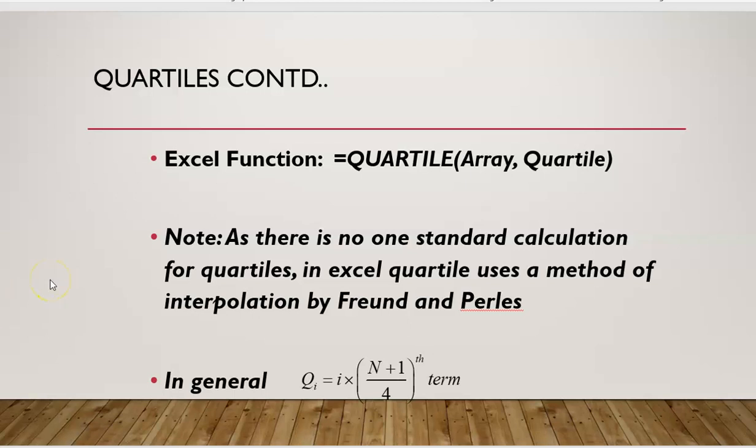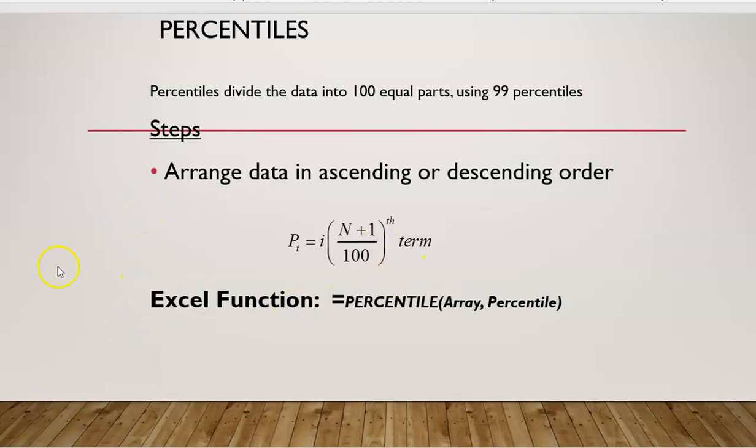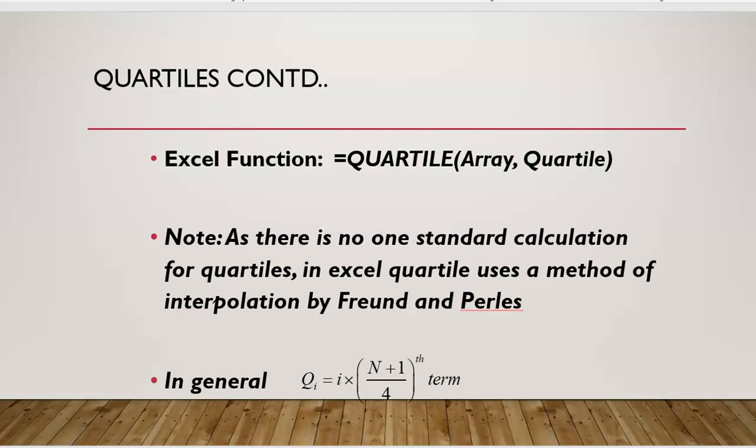Moving on further, for quartile you have a straight function in Excel where you can find out the quartiles. In general, we have a generalized formula for quartile: Qi is equal to i into (n plus 1) by 4th item. For the first quartile i is 1, for the second quartile i is 2, for the third quartile i is 3, and so on. This is the generalized form.